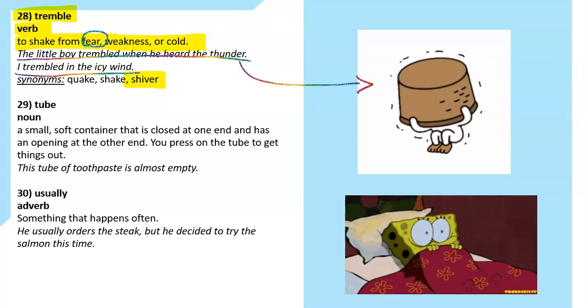Again here, this animal, maybe it's a duck, he is trembling. He saw something scary, so he trembled. Or, I trembled in my bed because I was scared of the dark. What is something that makes you tremble, that makes you shake because you are scared or because you are cold?